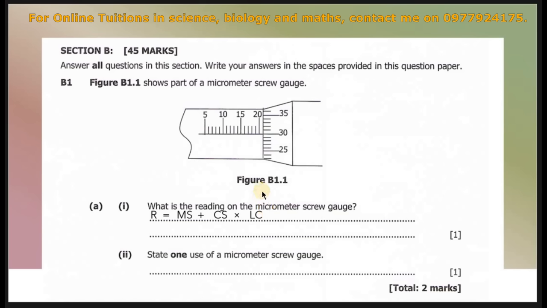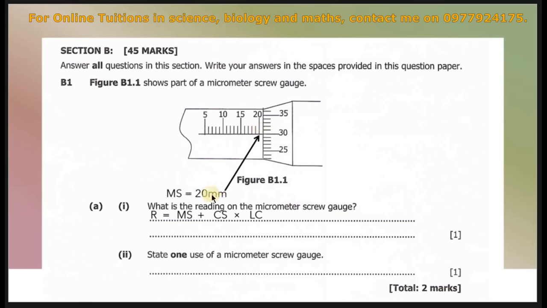So now we start substituting. Main scale, it's these values here. You read from here. Then the circular scale from here. This one is a constant. It's already known, stated. The least count of a micrometer screw gauge is already known. So how do we get main scale? For the main scale, you read the final value at this line here. So in this case, you have 20.